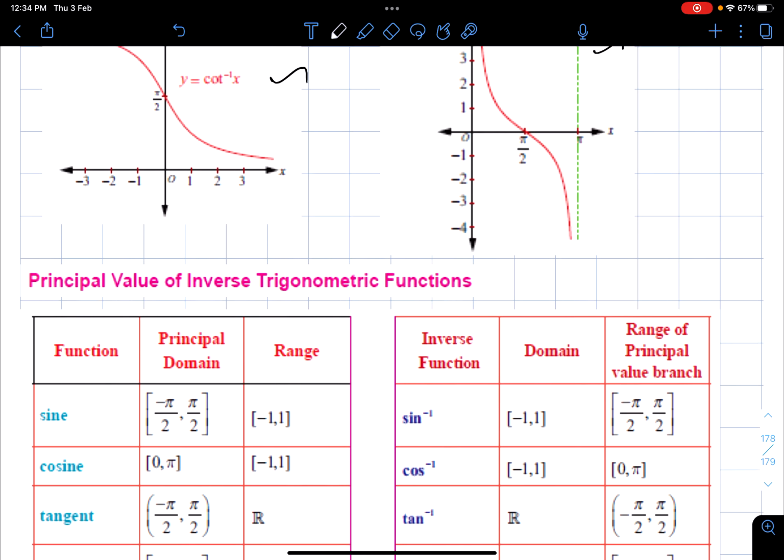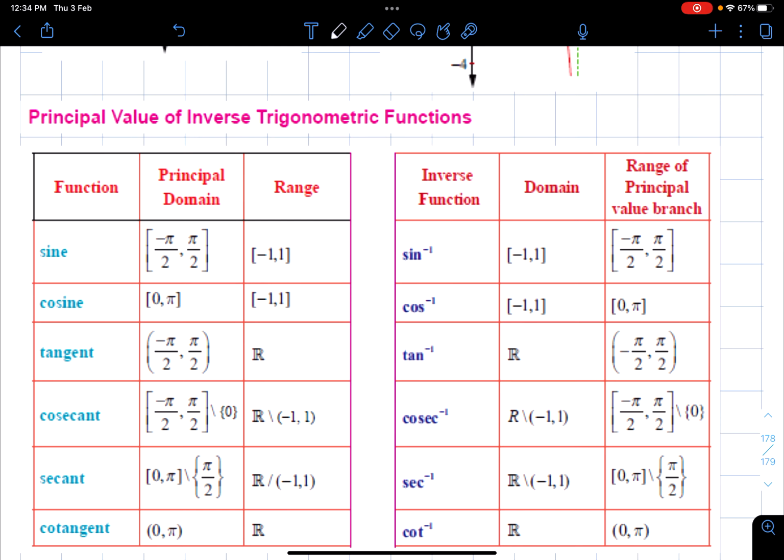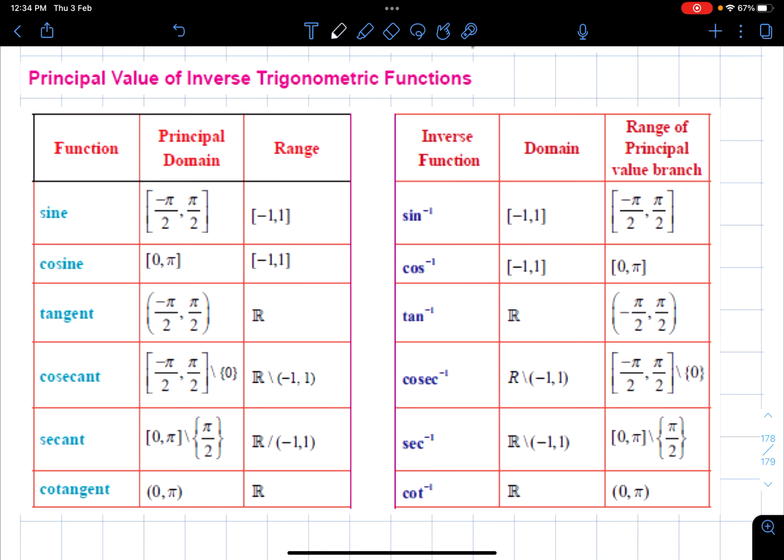The main purpose of this video is to give you these principal values. You can see here, for sine, the principal domain is minus pi by 2 to pi by 2 and the range is minus 1 to 1, whereas for sine inverse it is just the opposite. The range has become the domain and the domain has become the range. I have given this for all the 6 functions, from your textbook.